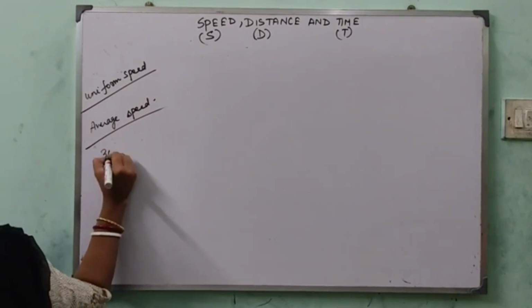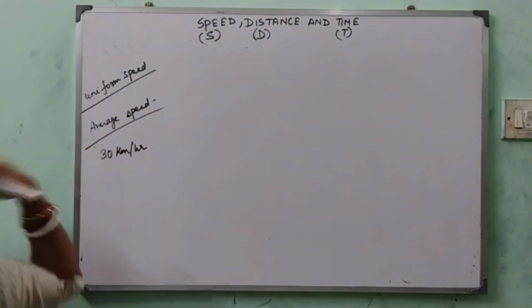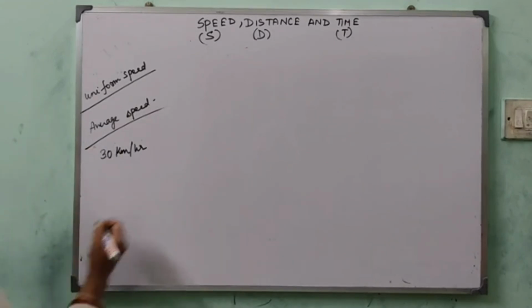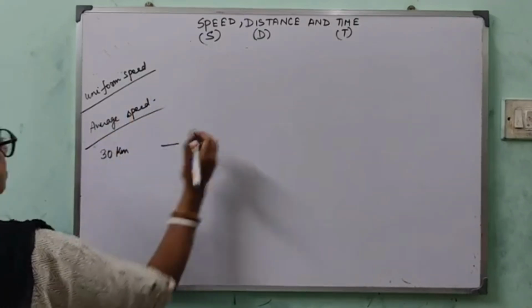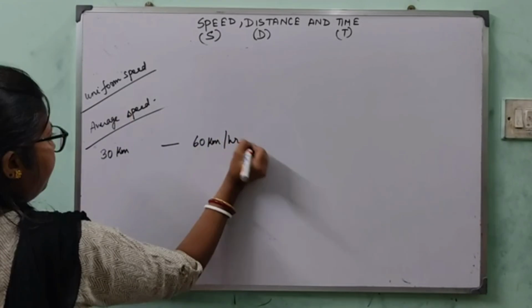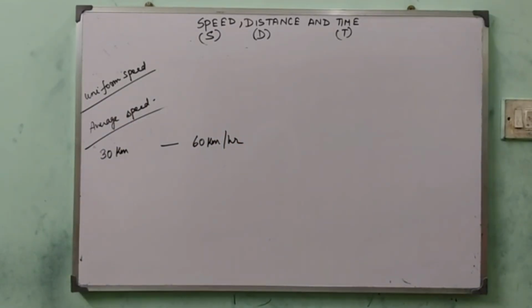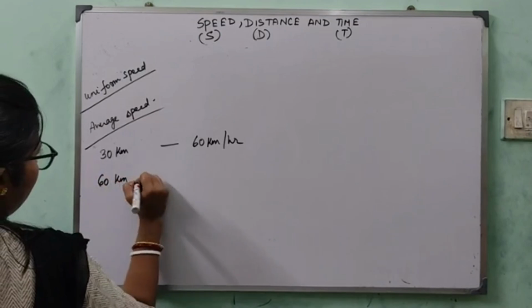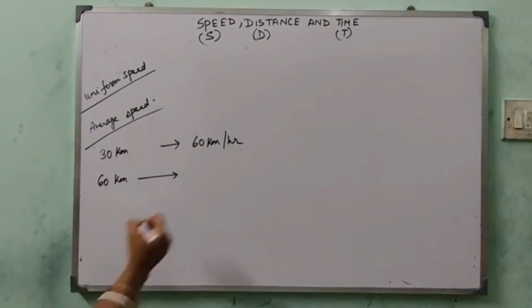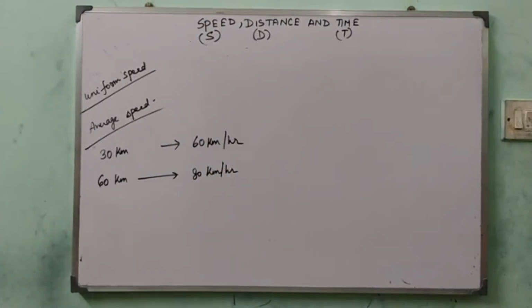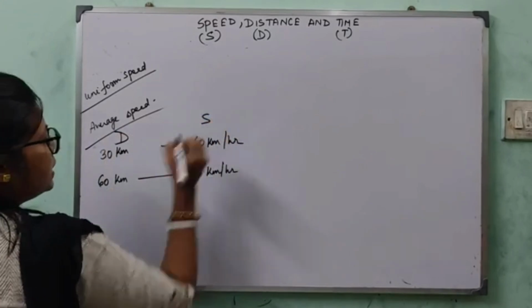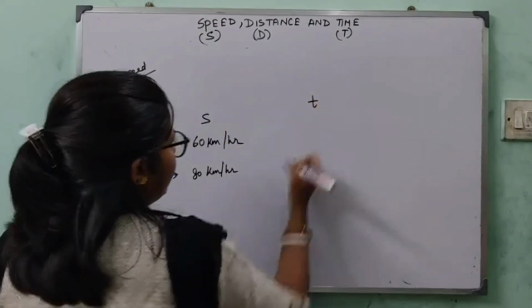Say a train is covering, or a body is covering, 30 kilometers at the speed of 60 km per hour and 60 km at the speed of 80 km per hour. So this is the case 2 example. I can see over here these are the distances given to me and these are the speeds given to me. So I need to find out the time.